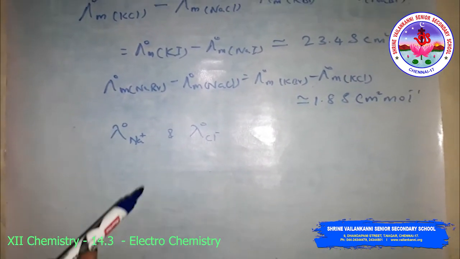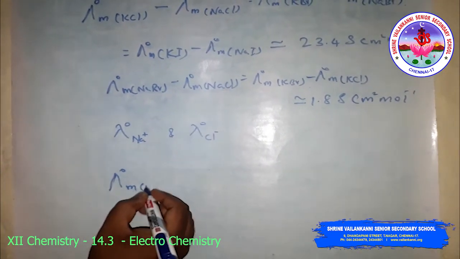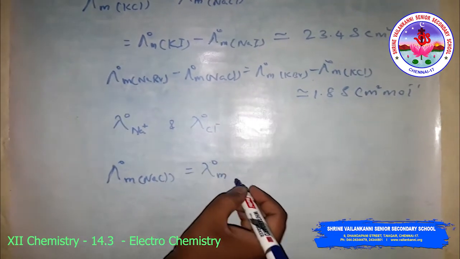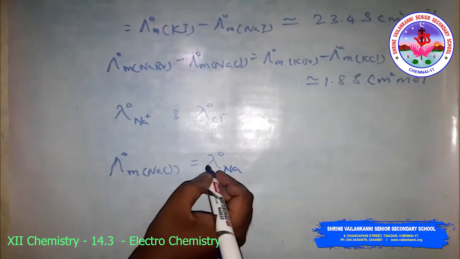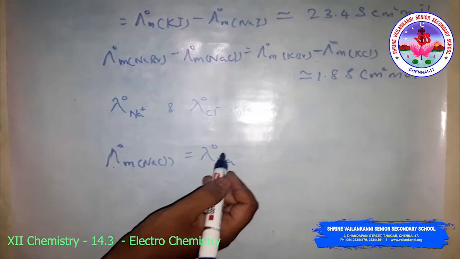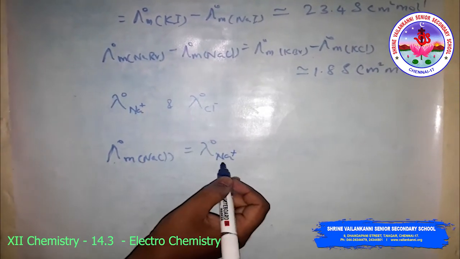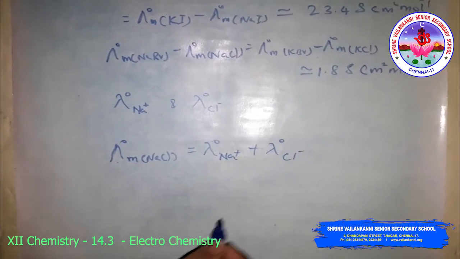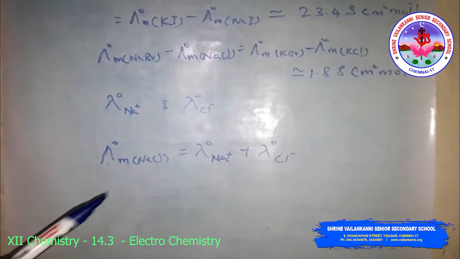So the limiting molar conductivity of sodium chloride, we can write like this: the limiting molar conductivity of sodium chloride is equal to lambda naught Na plus lambda naught Cl. This is the capital lambda, and this is the small lambda. This means this is the individual ion. So here the individual ions are, for the cation, sodium Na plus, and Cl minus. This is the sum of the individual contributions of the cations and the anions of the electrolyte.